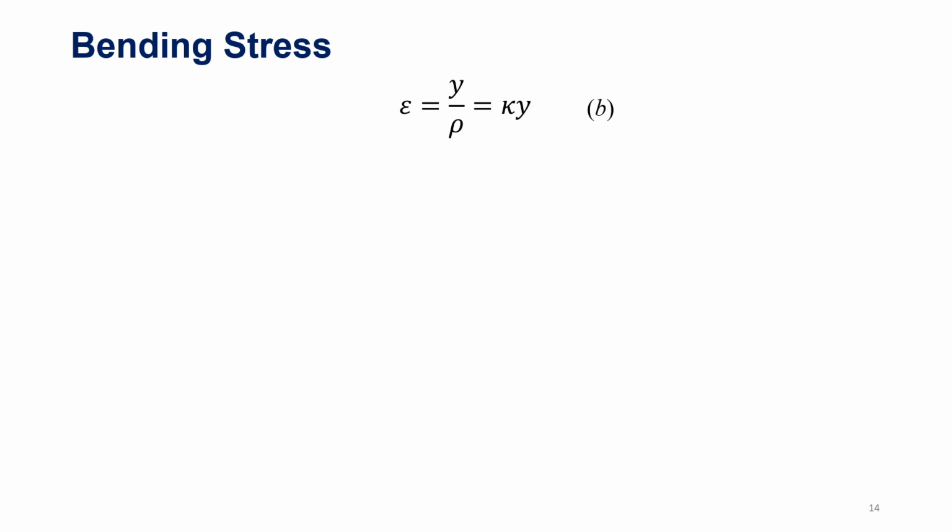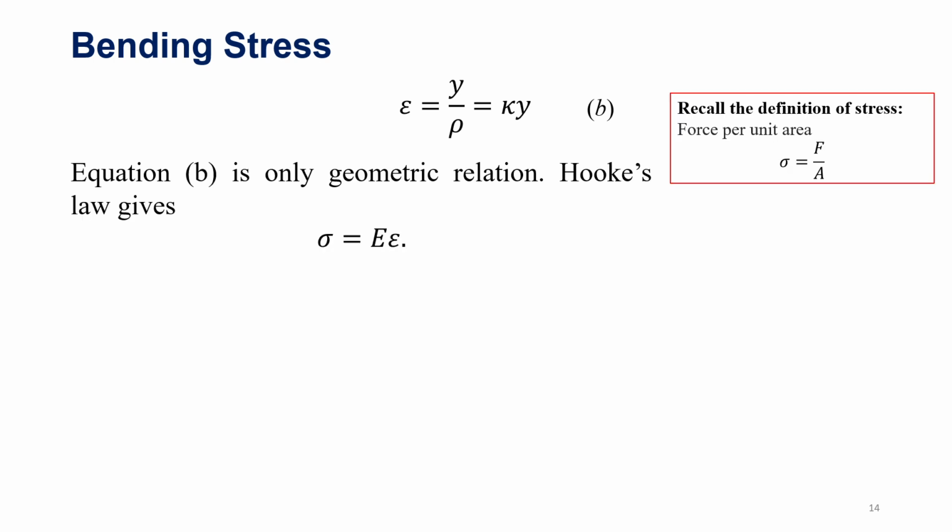We have introduced how to calculate the strain in the beam. Now let's consider how to calculate the bending stress in the beam. Again, let's look into equation B here. This equation only contains the geometric relation. So what if we add the material's constitutive law into it? Let's first recall the definition of stress. The stress is defined as force per unit area, which is sigma equals F, the force, over A, the area. And Hooke's law gives that the stress sigma equals E, the modulus, times epsilon, the strain.